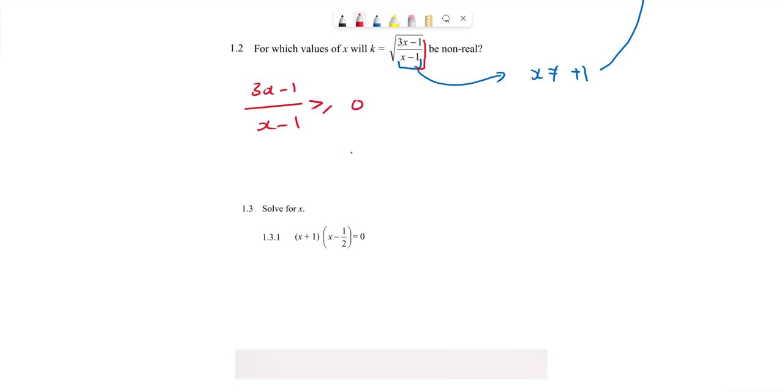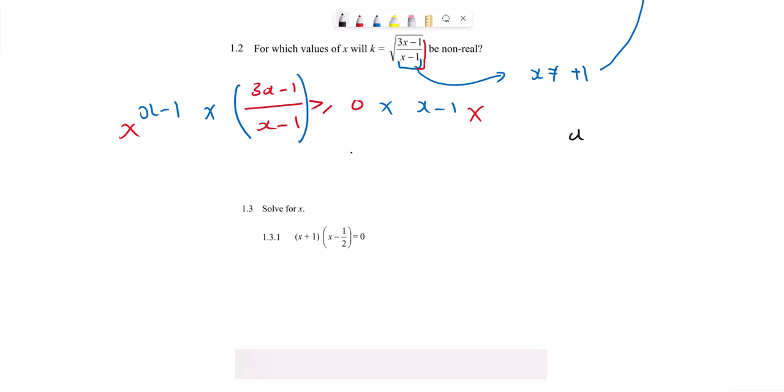Now you might be tempted to multiply throughout by x minus 1, but that's not the case here. You can't multiply, meaning you can't do this. You cannot do this. You simply can't. Okay, let me explain why.